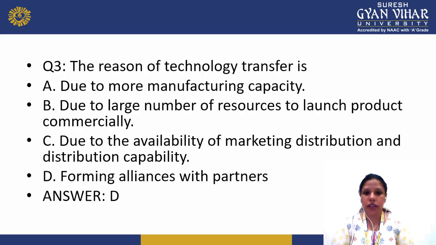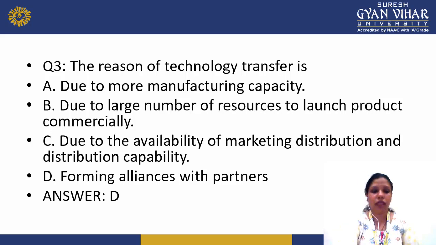Next is the reason for technology transfer. First, due to more manufacturing capacity. Second, due to a large number of resources to launch the product commercially, due to the availability of marketing, distribution and distribution capability. Last one is forming alliance with the partners. We have discussed a lot that forming alliance with the partners is the reason for technology transfer. So answer D is correct.